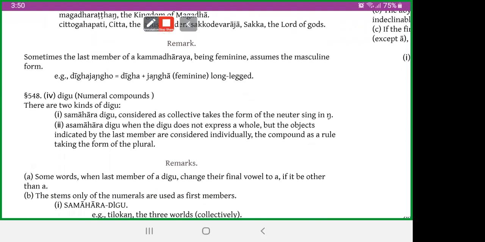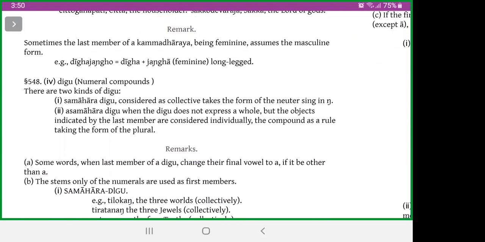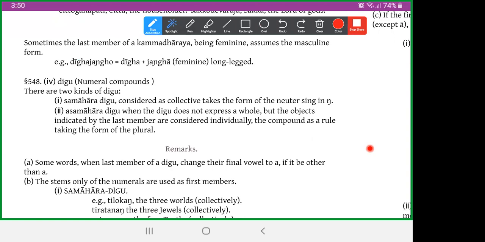Okay. All right. So we read the next one. Sometimes the last member of a Kammadharaya, being feminine, assumes the masculine form. For example, Digha Janga, feminine, long-legged. All right. So it means that here, this book is good because it's very detailed. It just means that the feminine form here, when it combines, becomes masculine. Okay, the change of gender: from feminine Digha Janga becomes Digha Jango.